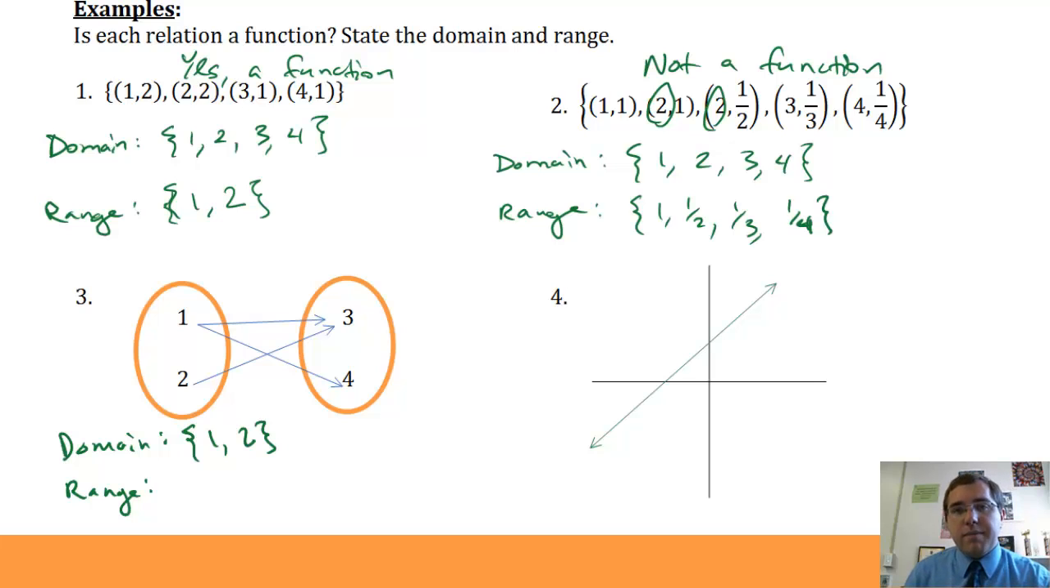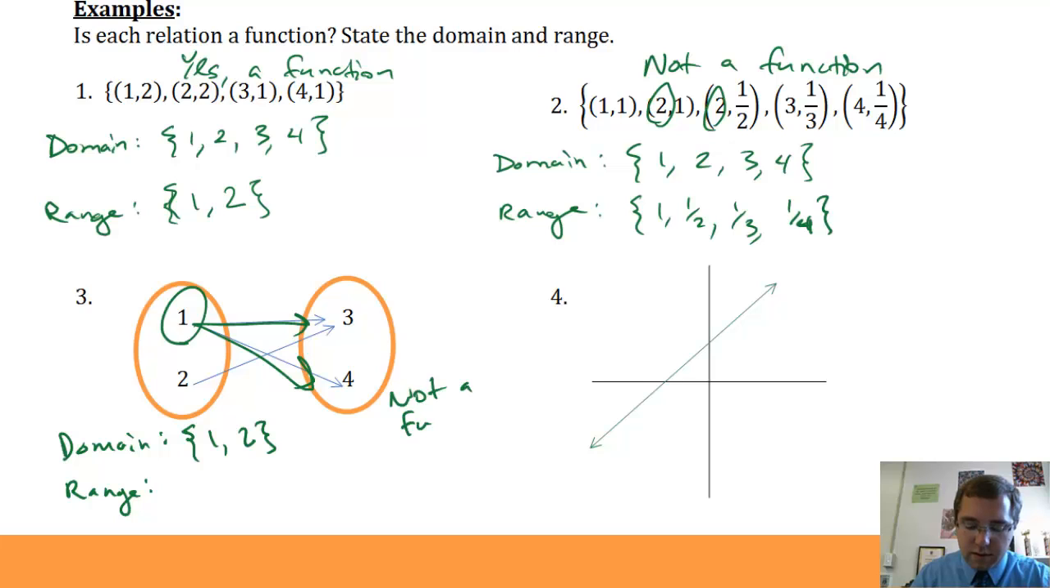Is everything in the domain paired with only one thing in the range? No. The problem is with 1, which goes to both 3 and 4. Everything in the domain can only go to one thing in the range. So that's a problem. This is not a function. So it is a relation still, but it's not a function. And the relation has a range of 3 and 4.